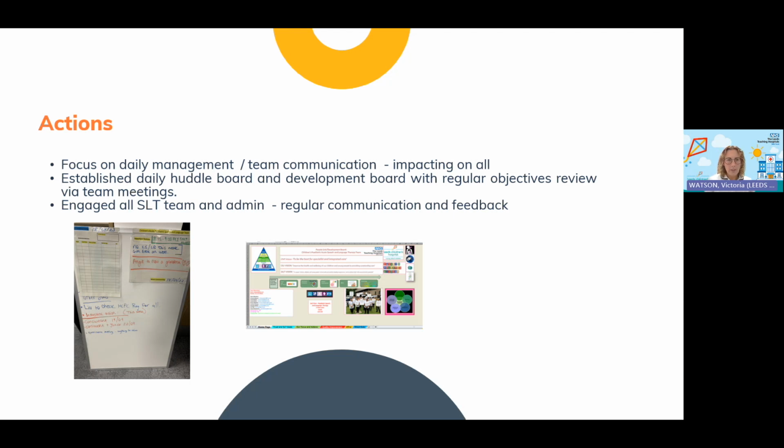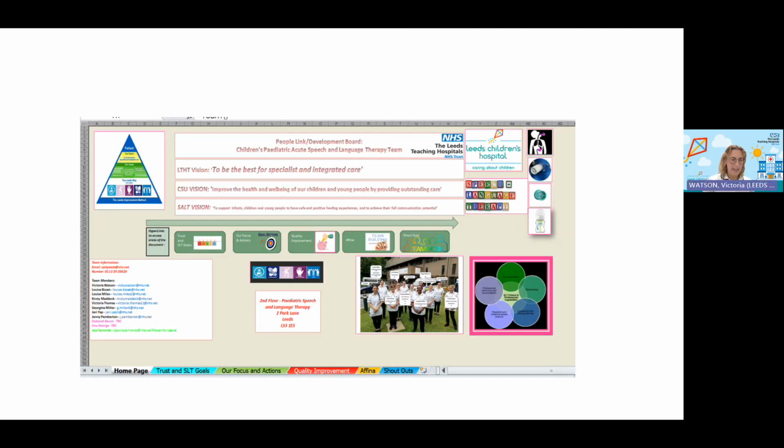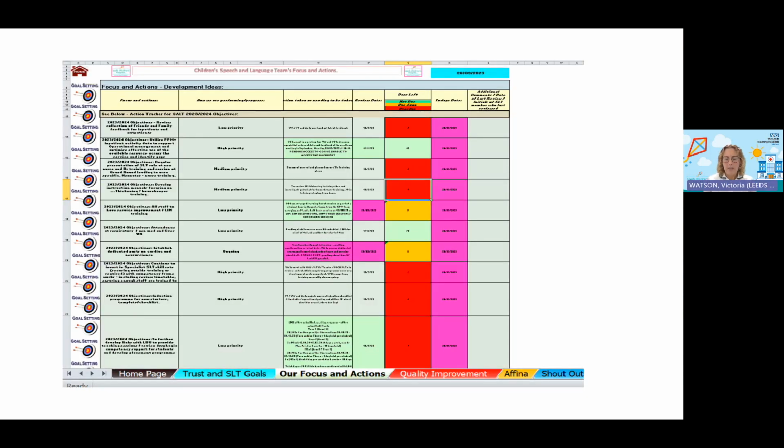So I think if you go on to the next slide, there. That shows the development board homepage, really, with the tabs along the bottom. And actually that's been really useful for new starters that have come into the team, literally in the last week or so, where everything's all in place at one time.